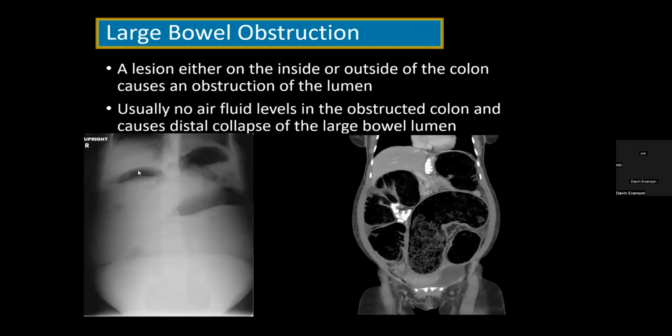So, large bowel obstruction. How do you tell small from large bowel? It's easier said than done sometimes, but large bowel is usually more on the periphery. Rule of three: small bowel is 3 centimeters, large bowel is 6, cecum is 9. So if it's larger caliber, that is most likely going to be colon.